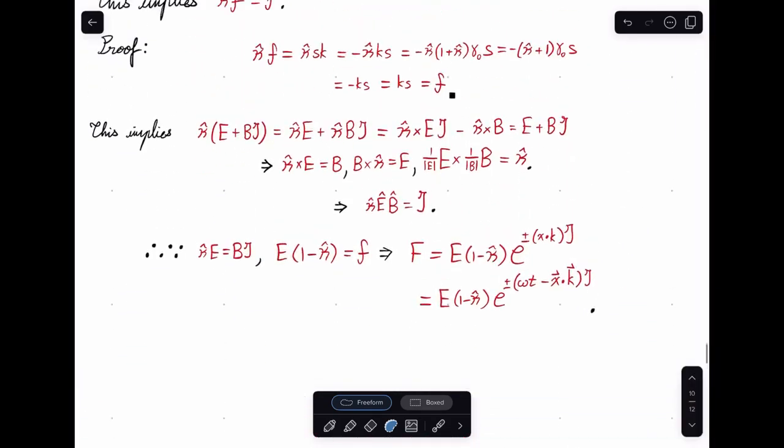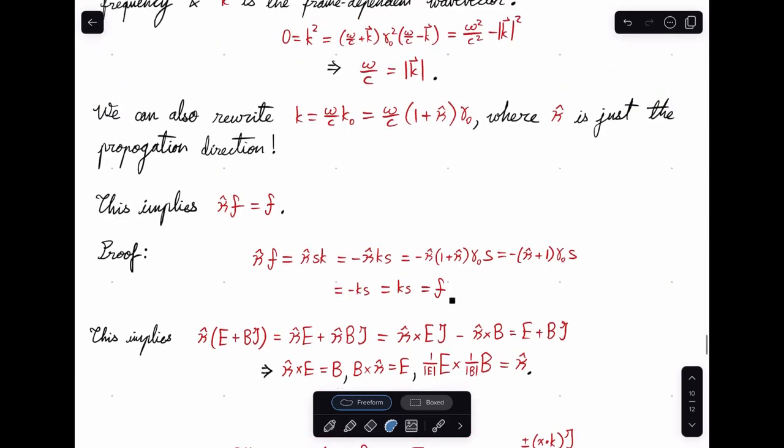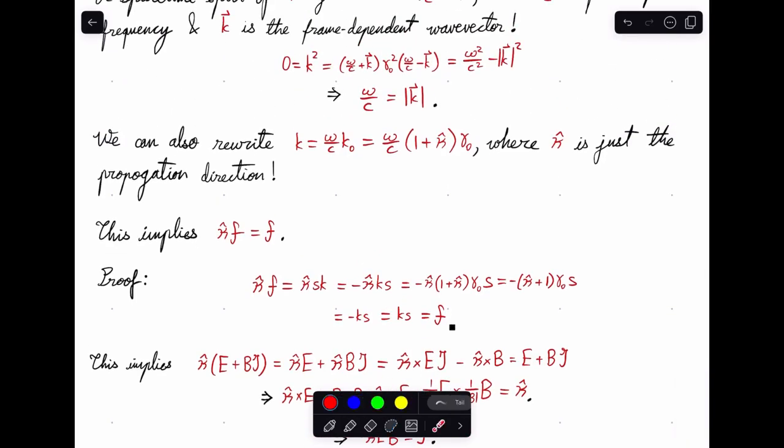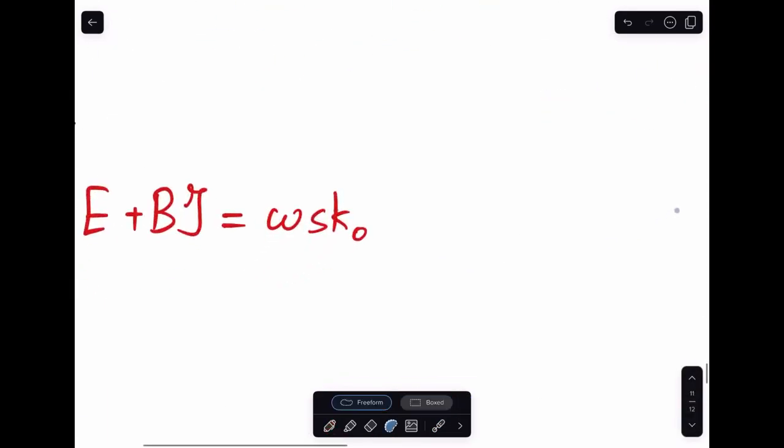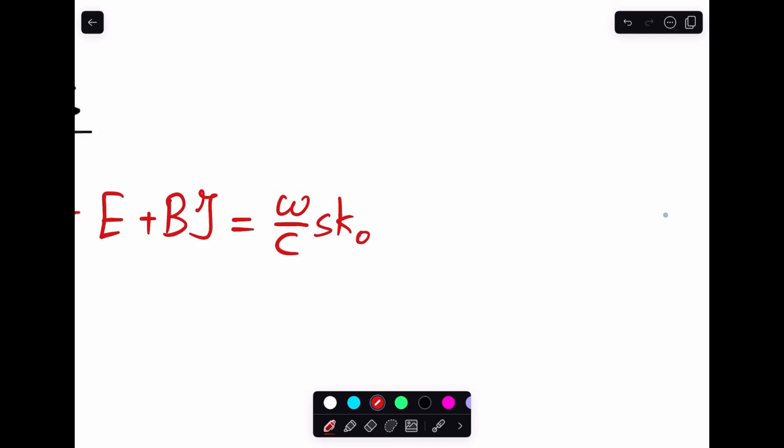And we had that here. Where did we have it? Oh, I had it actually omega over C. My bad. I forgot. So the paper works in the paper set C equal to 1, but I was putting C back in there. So there's that.